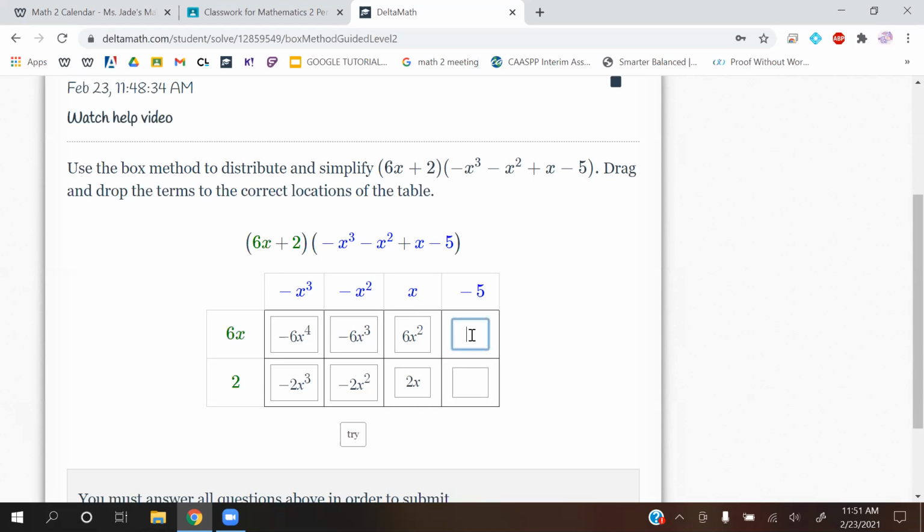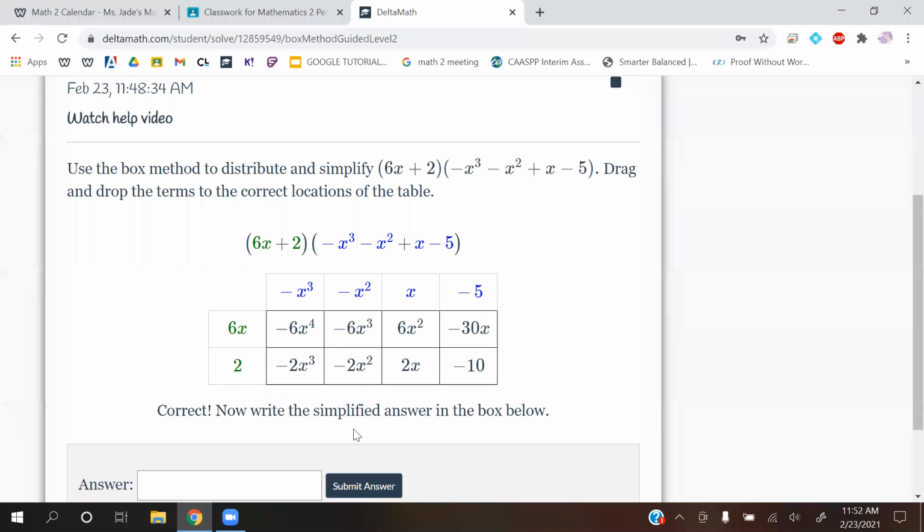In this box, we have 6x multiplied by negative 5, so it's negative 30x. And then in this last box, we have 2 multiplied by negative 5, giving us negative 10. All right, are there any questions on this one? So far, we're not done yet, but any questions so far?